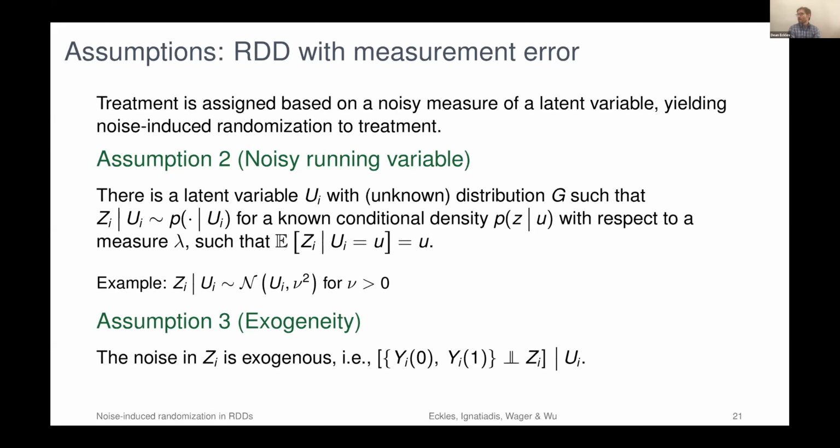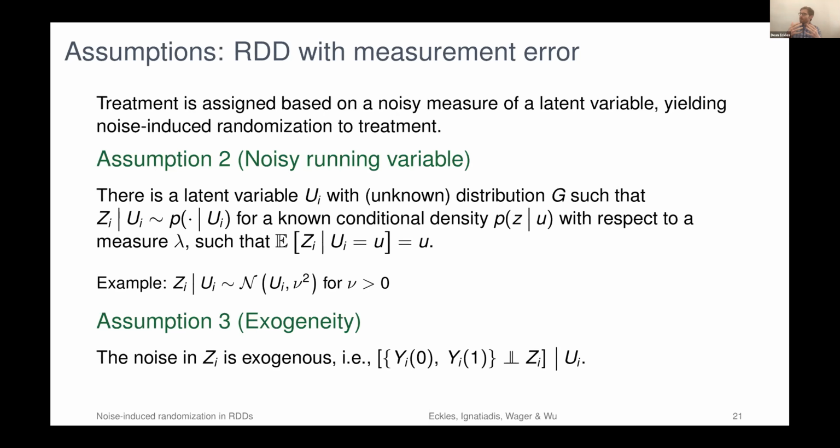And you can think of as a canonical case of this that conditional on the latent variable ui, the distribution of the running variable zi is Gaussian with some known standard deviation. Furthermore, we're going to assume that this noise is exogenous. So conditional on this latent variable ui that we have this noisy measure of, the exact value of that noisy measure is independent of the potential outcomes, what people would do if they are assigned to treatment or what they would do if they are assigned to control.